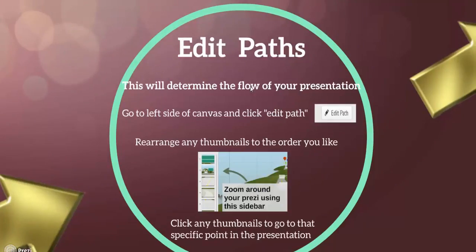Then you want to edit paths. This is the most important part. This will determine the flow of your presentation. So you go to the left side of your canvas, and you're going to click Edit Path, as you see here. Then what you want to do is rearrange any thumbnails to the order that you like.